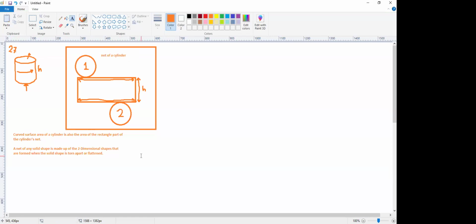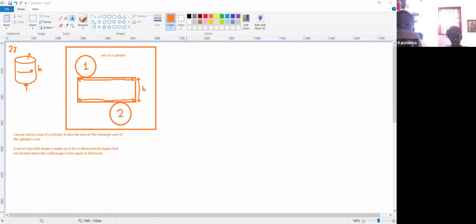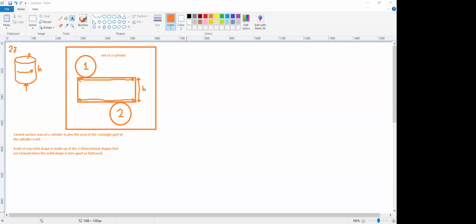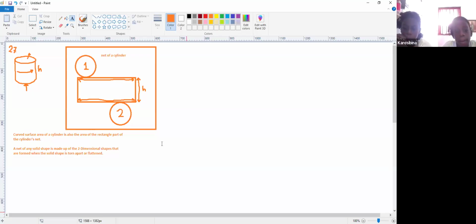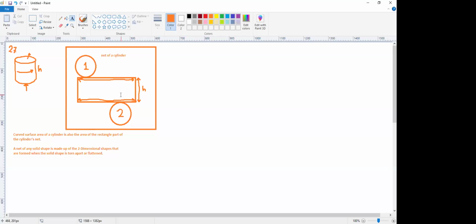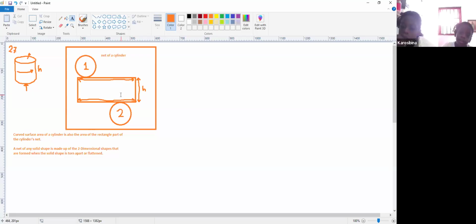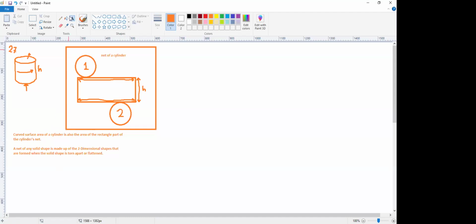So now let's go back to the question and see what it is asking us for. The question said we should calculate the area of the curved surface. So now the curved surface is the same thing as the area of the rectangle. Let's now calculate the area of our rectangle. Always remember, area of rectangle is always length times breadth. So let's write it down here.